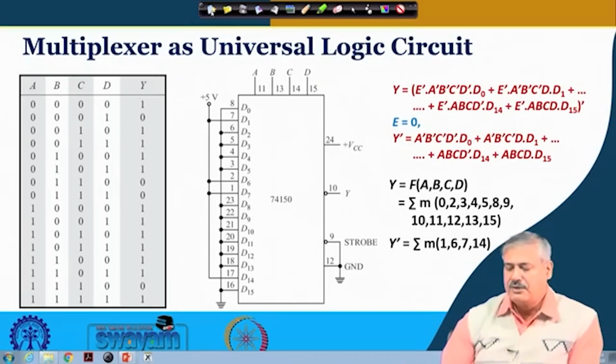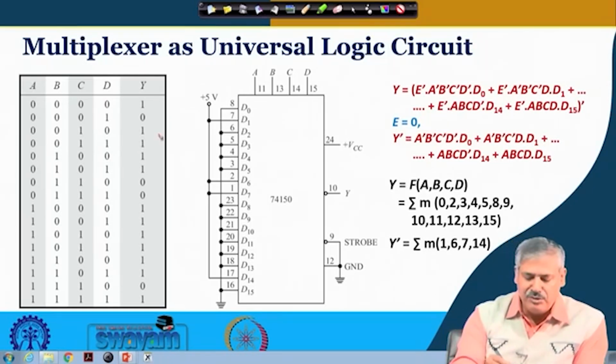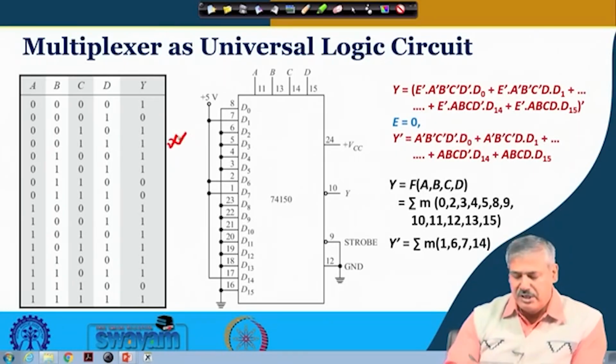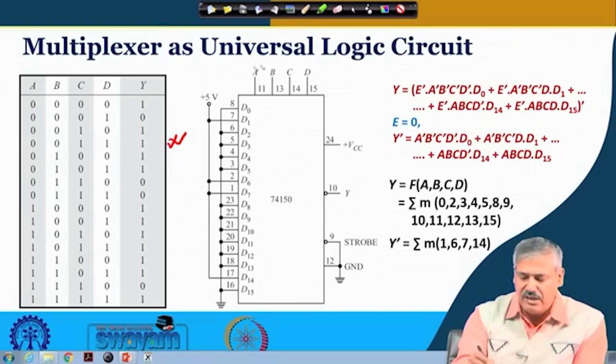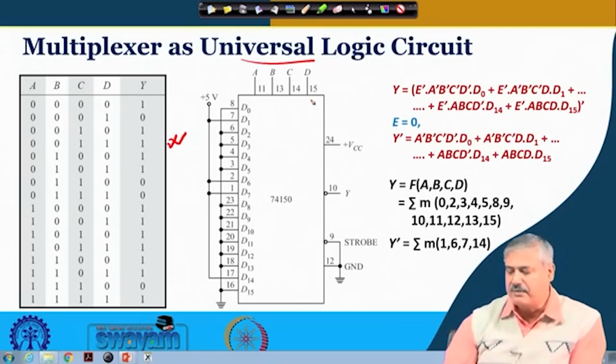And so, first of all we put E equal to 0, that enable, otherwise the multiplexing operation will not be there. So, this is the strobe, and this is the truth table that we want to realize. We give select inputs A, B, C, D over here like this, these are the corresponding pin numbers, and this truth table in terms of min terms is written as 0, 2, 3, 4, 5, 8, 9, 10, 11, 12, 13, 15.